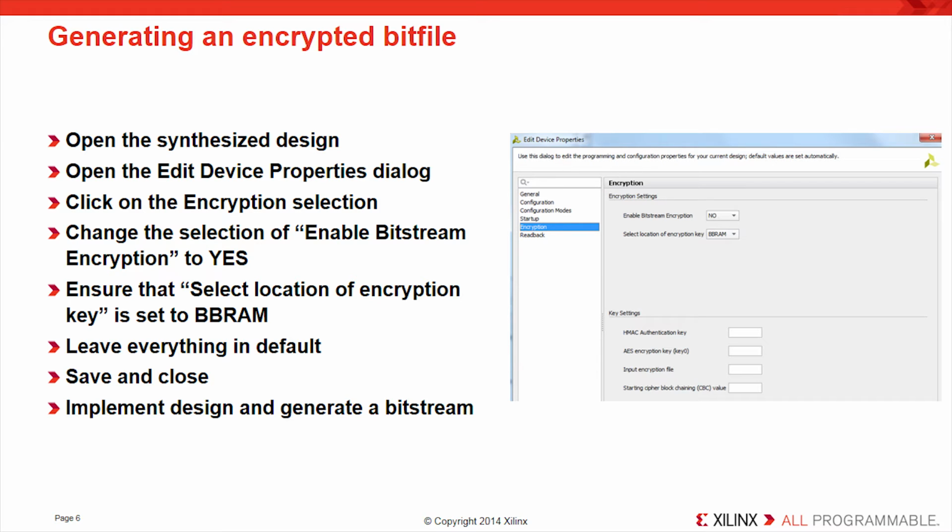We will also need to confirm that the location of the encryption key is set to BBRAM and not eFuse. Vivado will generate a random 256-bit AES key for you if you leave the rest of the options in default. So let's leave these options in default, save, and close. Now we need to save the constraints and run through implementation to generate an encrypted bit file.